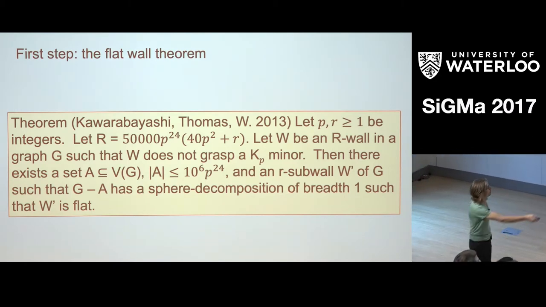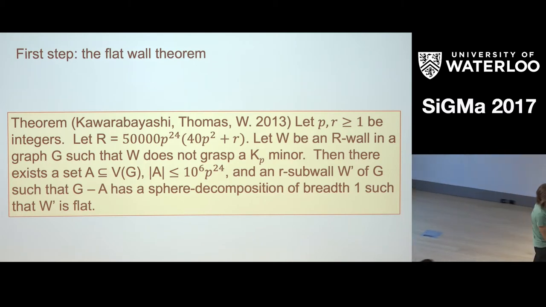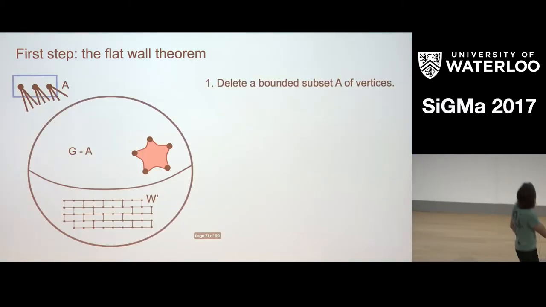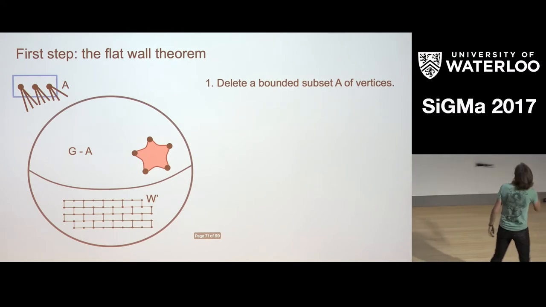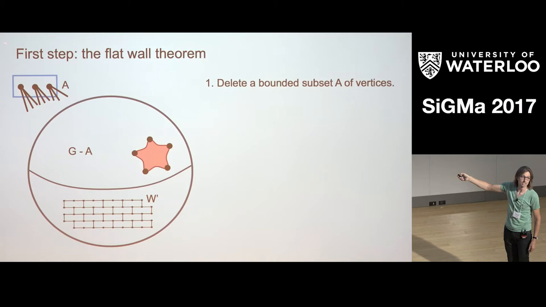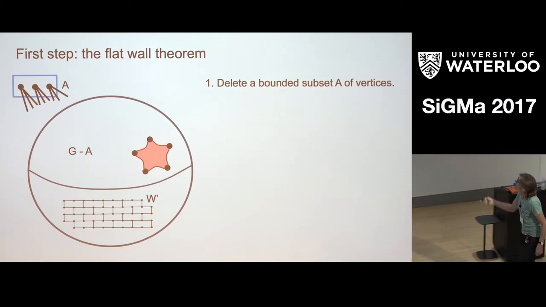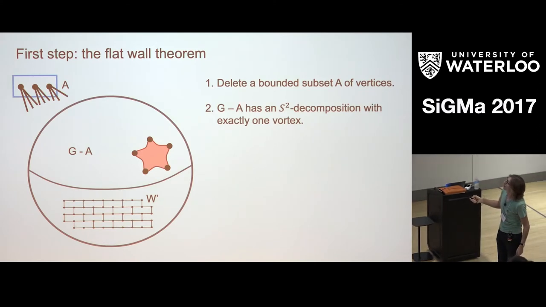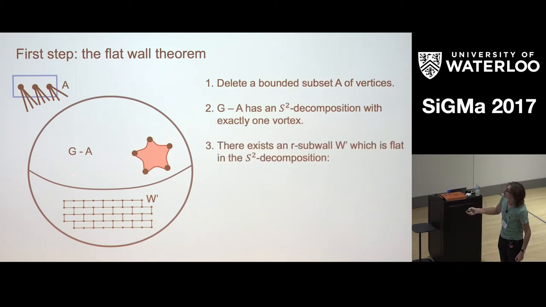So let's see a picture. Again, I delete a bounded subset of vertices, as always. I have to always keep in my head that there's going to be some bounded apex set of vertices that need to be deleted. And now G minus A has a decomposition in the sphere with exactly one vortex. Moreover, I can keep it separate from an R subwall W double prime, which is flat in this decomposition, as pictured.